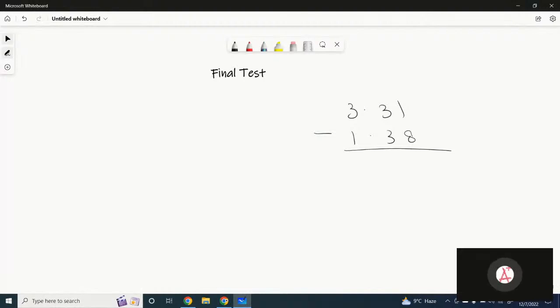We cannot subtract 8 out of 1, so we have to borrow 1. It would be now 11. 11 subtract 8 is 3. You cannot subtract 3 out of 2, again we have to borrow 1. It would be now 12. So 12 subtract 3 is 9. And 2 subtract 1 is 1. It would be 1.93.